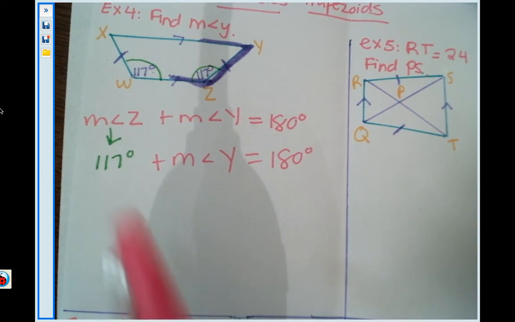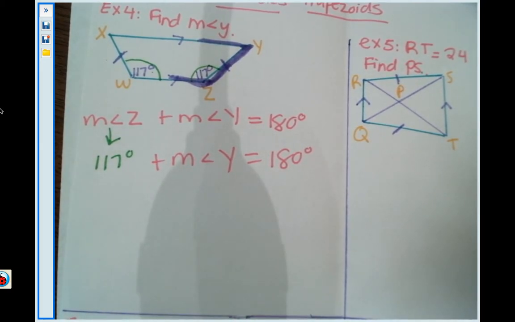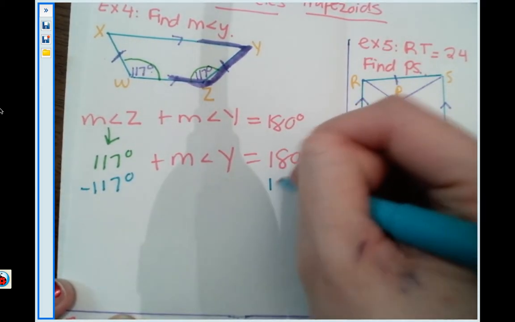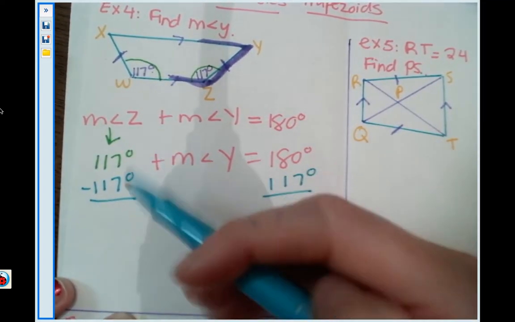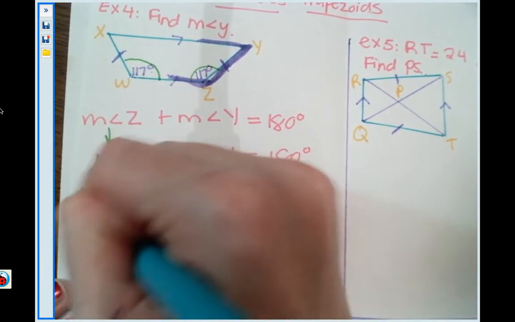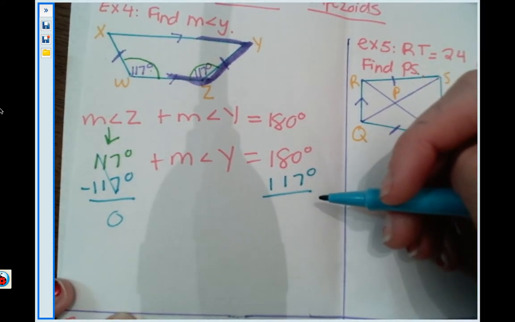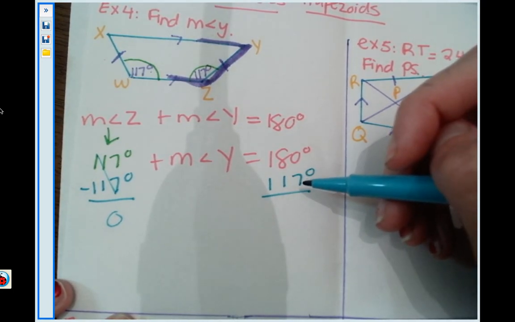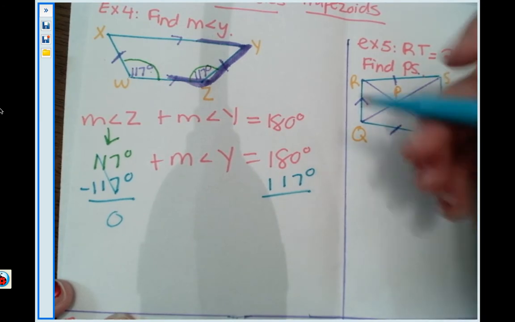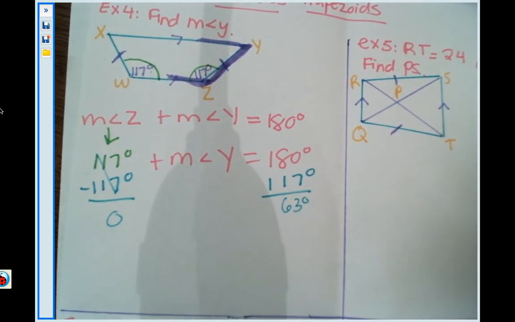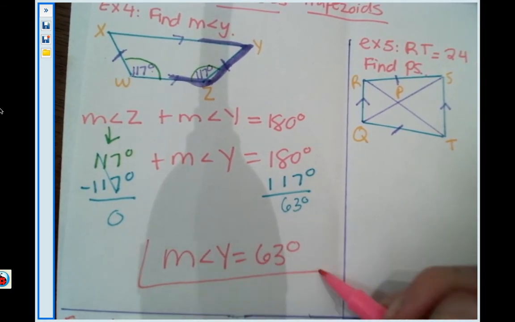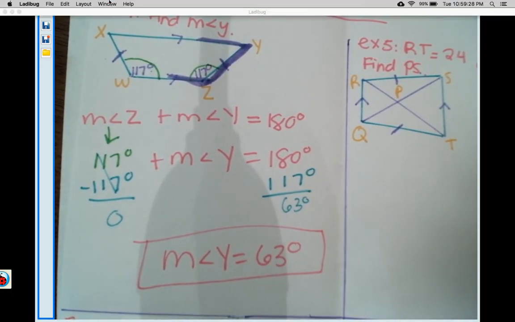So how do we move 117 to the other side? We subtract the 117. So I'm going to subtract that on both sides of my equation, which 117 minus 117 cancels and turns to 0. 180 minus 117, well, 180 minus 100 is 80, and 80 minus 17 will give me 63. So the measure of angle Y is 63 degrees. And we are currently done with that problem.